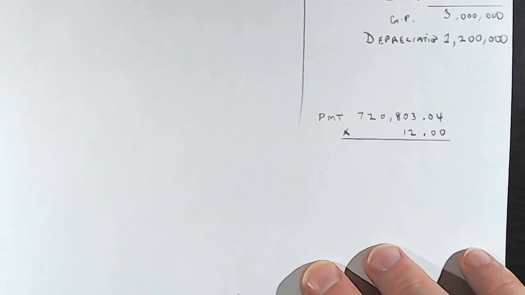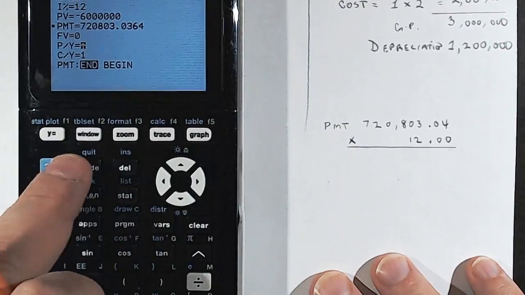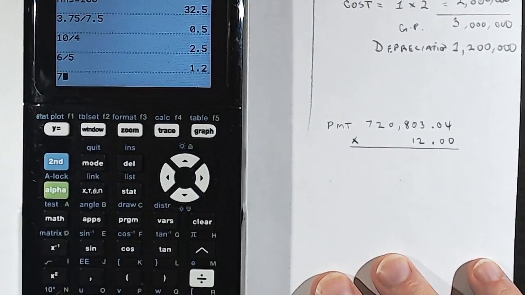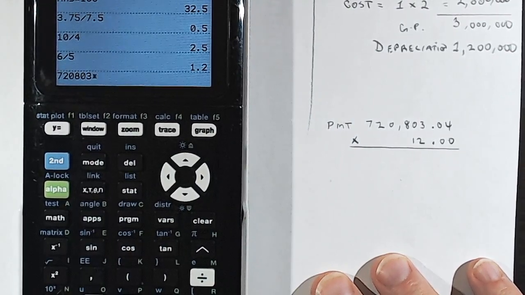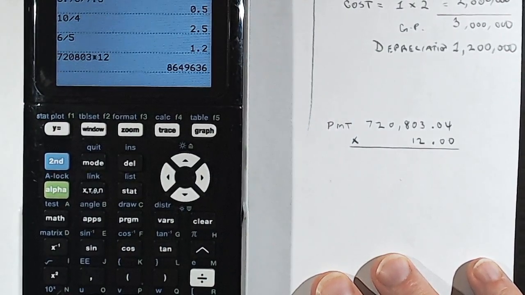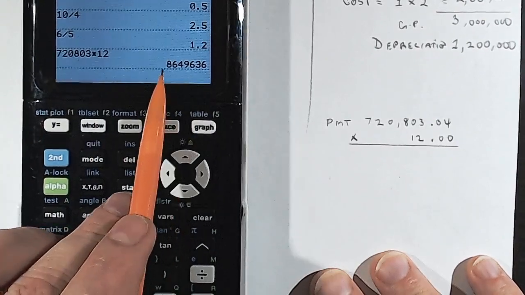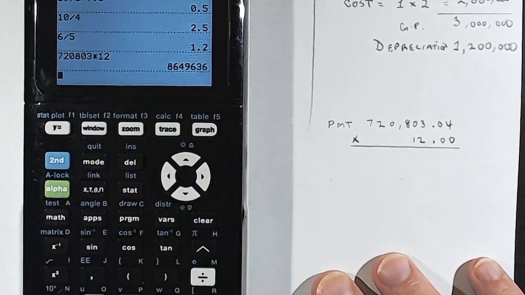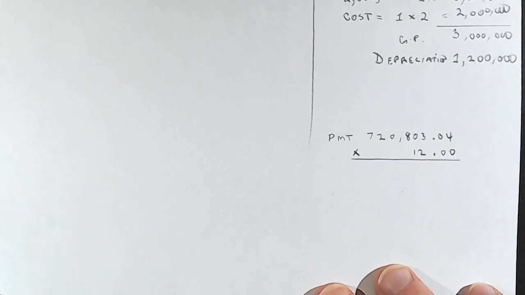And so the amount you're going to pay every year is 720,803 times 12. You're going to pay $8,649,636.